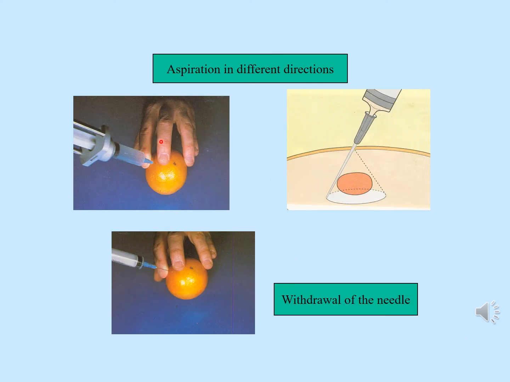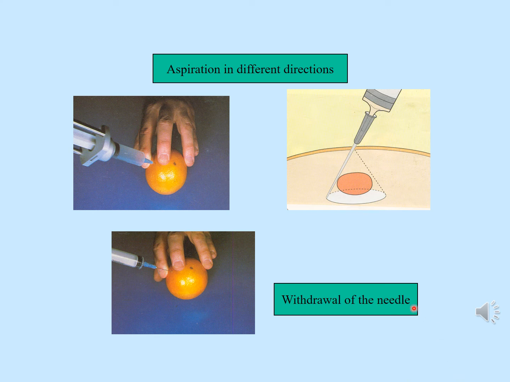The step after that is that negative pressure is applied. You see the plunger has moved back, negative pressure is applied, and while you apply negative pressure, the needle is moved around inside the lesion in a circular manner. This is done in order to take representative cells from the lesion. Then the plunger moves back to the base, and only then you withdraw the needle.